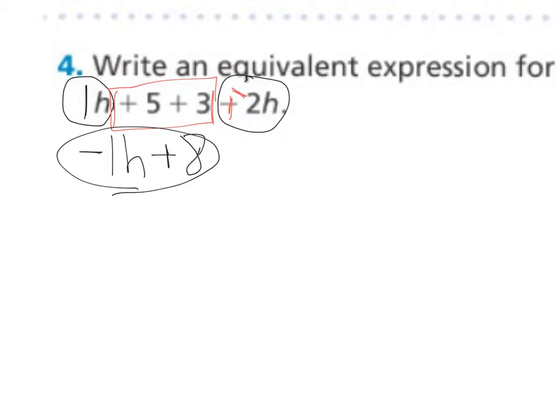You could also write this as 8 plus negative 1h. The reason I just started with the h before the constant is that the first term in our expression here had an h in it, but either of those would be the same. Those are equivalent to each other.